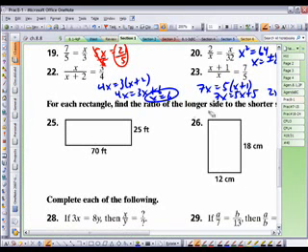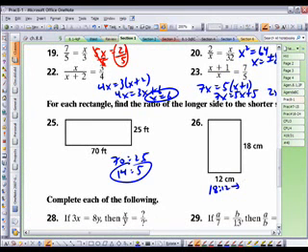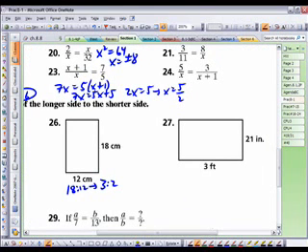You want to find the ratio of the longer side to the shorter side. So longer to shorter, so that's simply 70 to 25, but I've got to reduce it, so I divide by 5, and I get 14 to 5, and you can't reduce this anymore. Again, longer side to shorter side, so 18 to 12, which reduces. Divide by 6 to get 3 to 2, or 3/2 if you prefer.